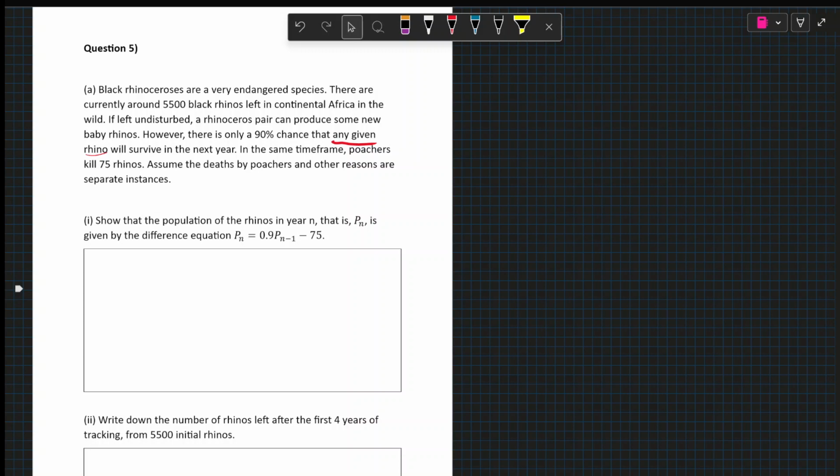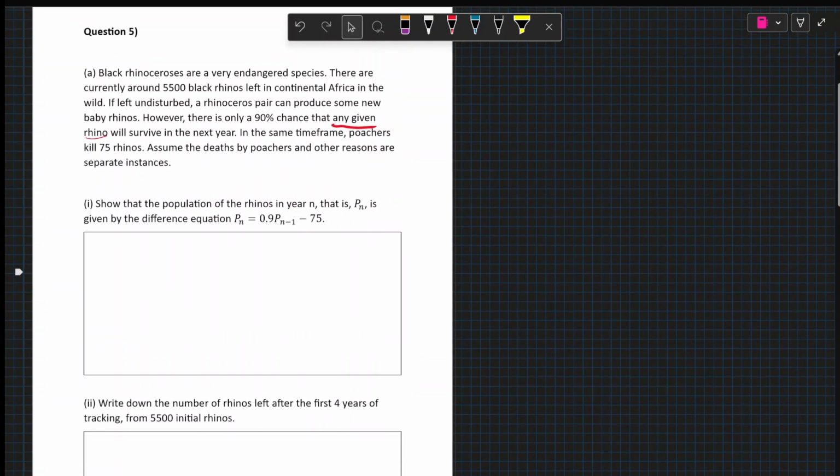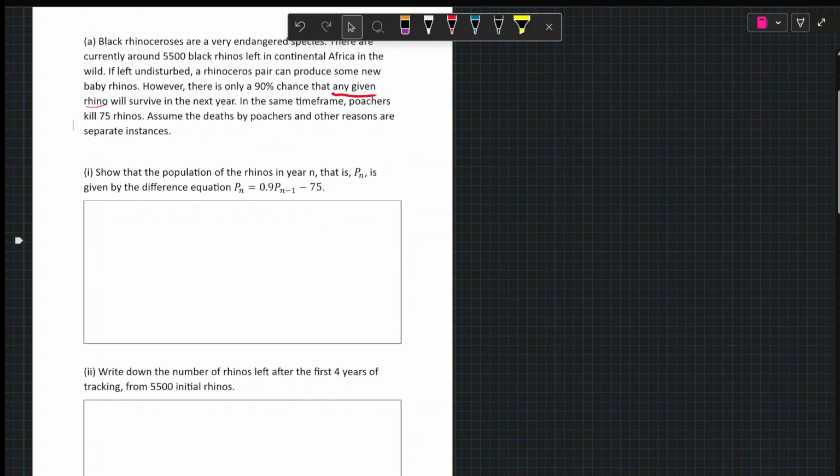In the same time frame, poachers kill 75 rhinos. Assume the deaths by poachers and other reasons are separate instances. So the 90% survival figure excludes those who have died due to the illegal poachers.